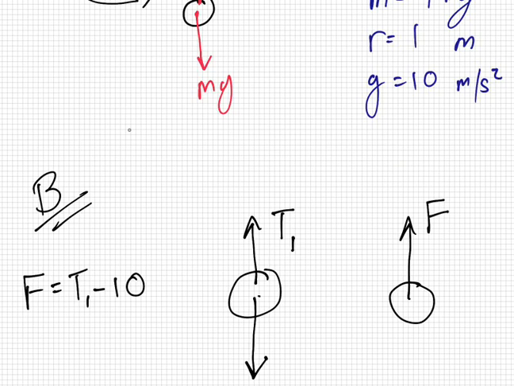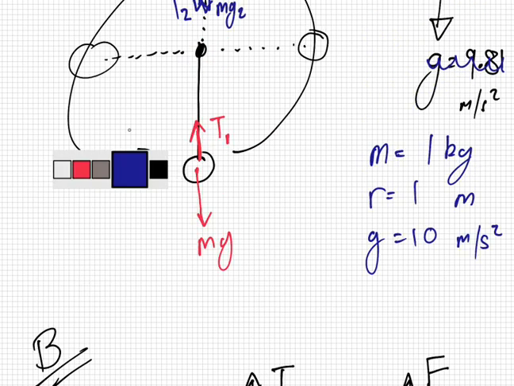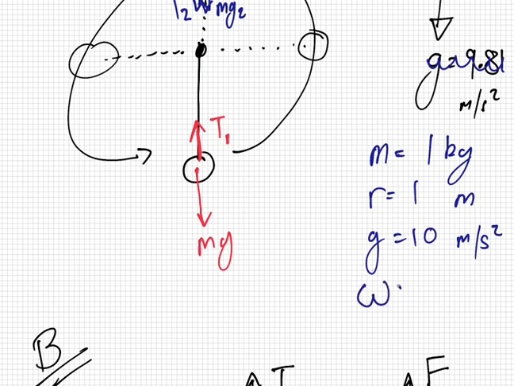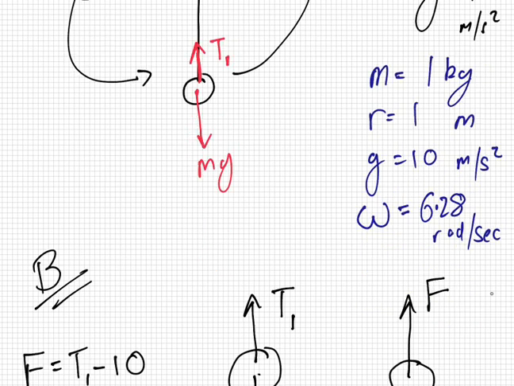Now, I need to go back and put in some more information. I'll put in one more piece of information: omega. How fast? Let's just say 6.28 radians a second. So please add that in. Okay, let's go back.